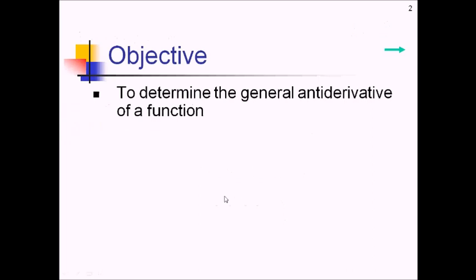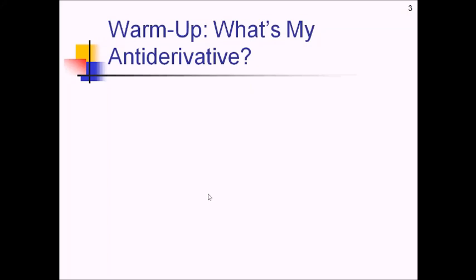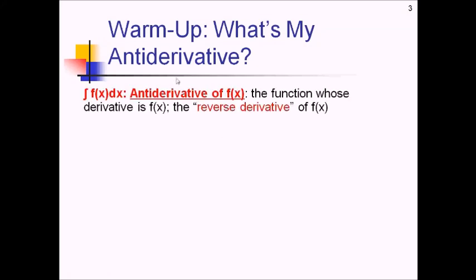In this one, we're going to be figuring out the general antiderivative of basic functions. At this point, we're going to introduce a very important term, antiderivative. The antiderivative of f of x, which is given by this notation here, is the function whose derivative is f of x. It's basically the reverse derivative of f of x.